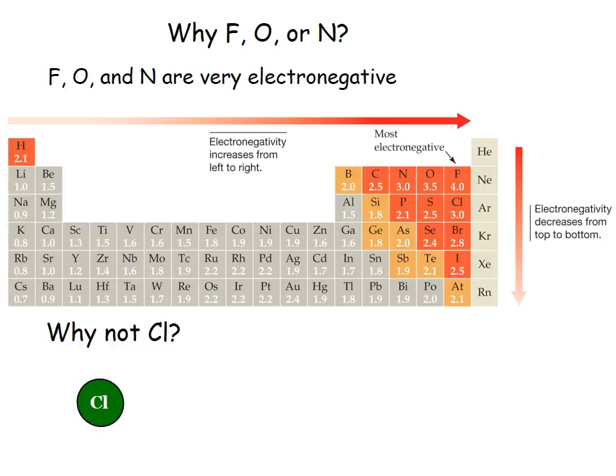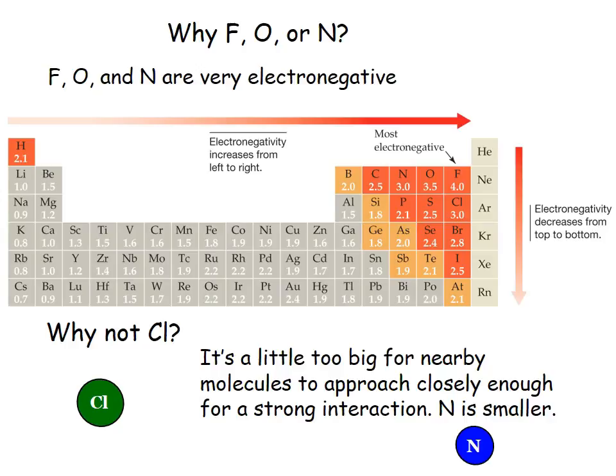But why not chlorine? Chlorine is the same electronegativity as nitrogen. And it turns out that chlorine, because its valence electrons are in the third shell instead of the second shell, is just too big. And so strong hydrogen bonds require really close proximity. They need to get really close to each other, and that provides a stronger, more favorable interaction. And chlorine's just a little bit too big for the adjacent molecule to get close to it. Nitrogen is smaller, and it works better.